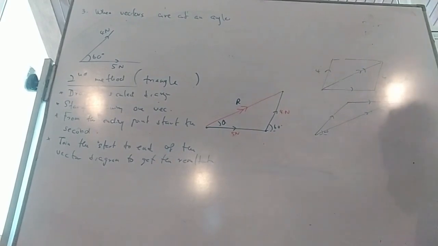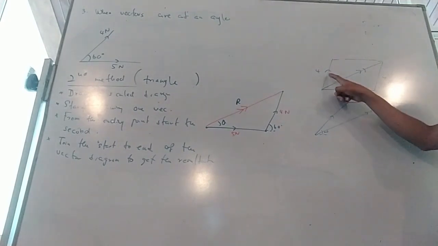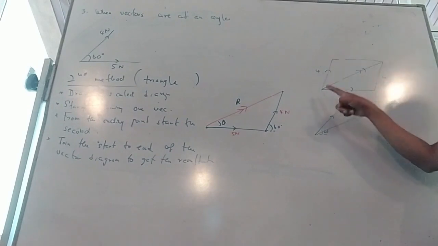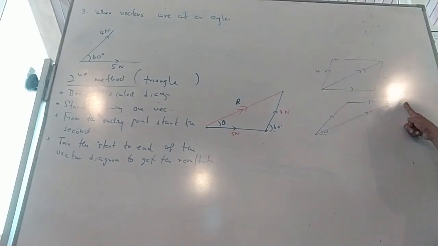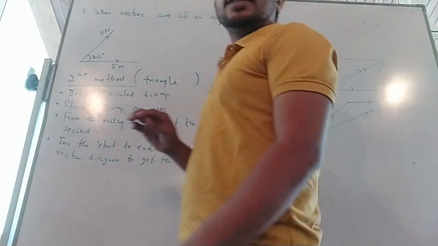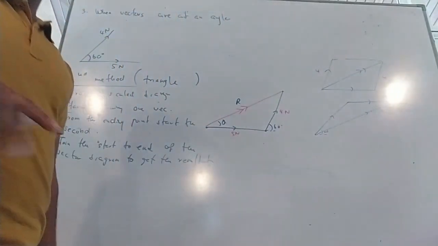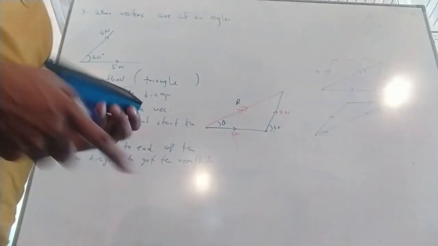No need to draw both, just keep in mind you can start with any vector. So that is this triangle, and this one is still the same. Therefore, no matter whichever vector you draw first, either way you get the same answer.